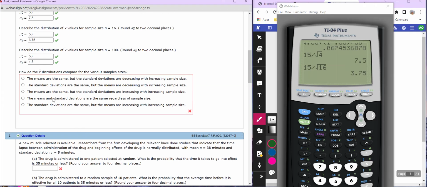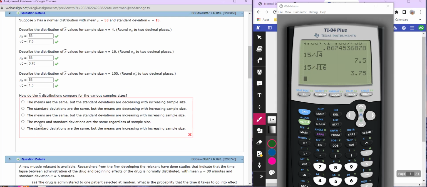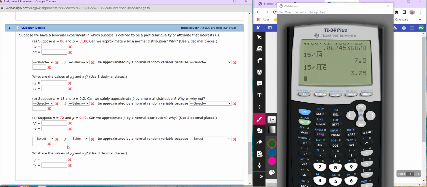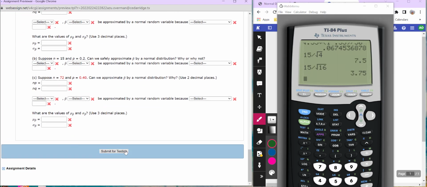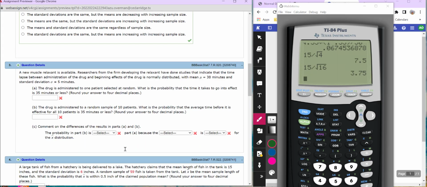So how do the X-bar distributions compare for the various sample sizes? Well, the means are all the same, but the standard deviations are getting smaller with increasing sample size. That looks like the first statement. The means are not changing, and standard deviations get smaller. So it looks like all these other ones are incorrect. The main thing is, notice bigger sample size means smaller standard deviation. Voila. Now we're going to get to do some math.